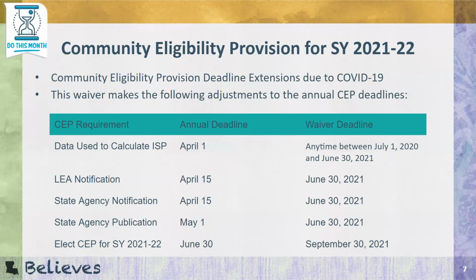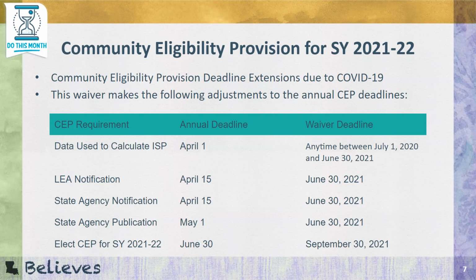Also, every year we are responsible at the state agency of publicizing the CEP data, and we typically post that on our website by May 1st, and we usually send that same information to USDA by the May 1st deadline. And this year, the deadline is June 30th. And typically, the final election for CEP must be done by June 30th. And this year, the final election must be made by September 30th, 2021.